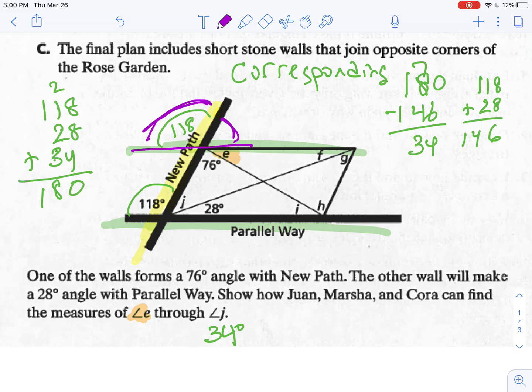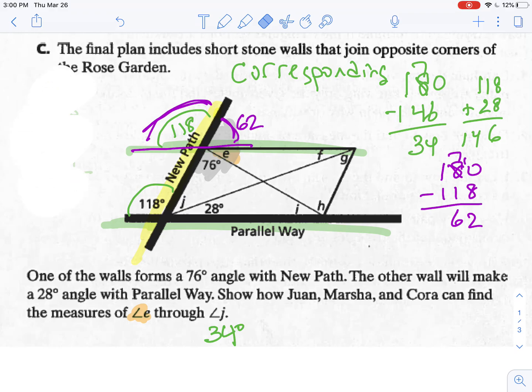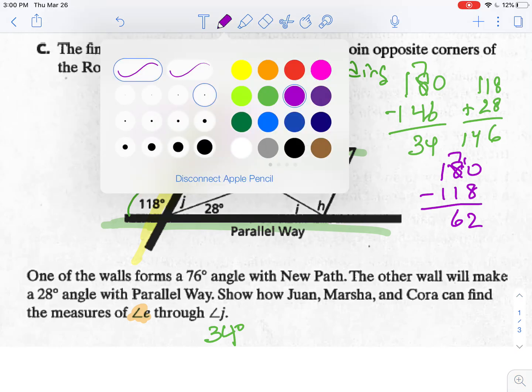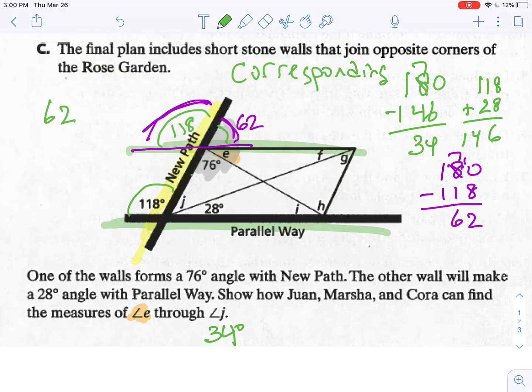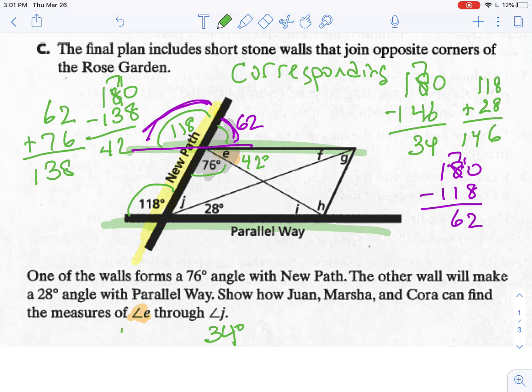And then this angle and this angle make a straight angle. So 180 degrees minus the 118 degrees gives us 62 degrees. And now, change the color. We're back to how we started. These three angles right here have to equal 180 degrees. So we already know we have a 62 degree angle, a 76 degree angle, and the whole thing has to equal 180 degrees, so we take 180 and subtract 138. And E is 42 degrees.